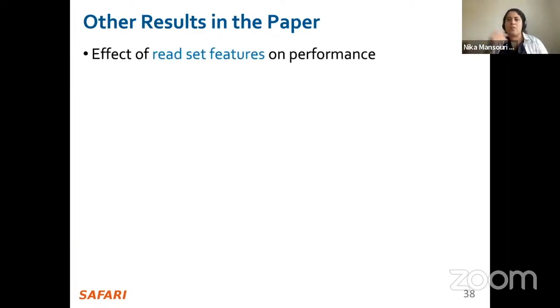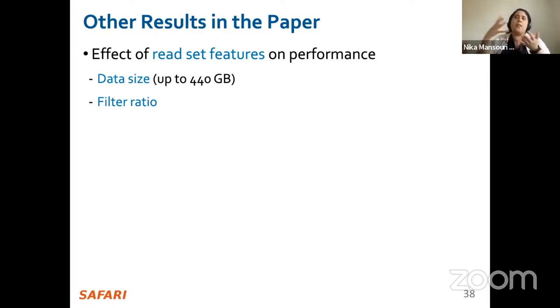So these results include the following: effects of read set features on performance. For example, for data set sizes, we scale them up to 440 gigabytes. And filter ratio, basically, depending on the species and read mapping use case, we show what percent of reads would be filtered, and then according to that, how much benefit GenStore provides. Let me give you some examples.